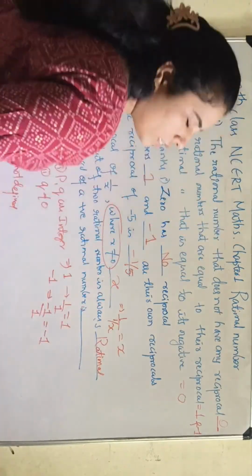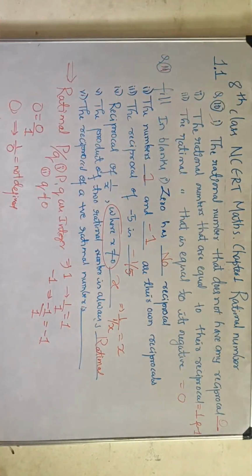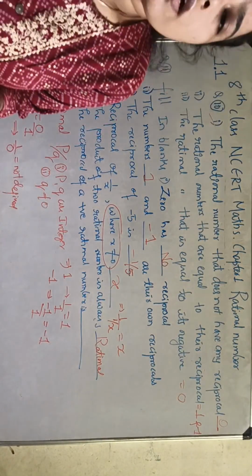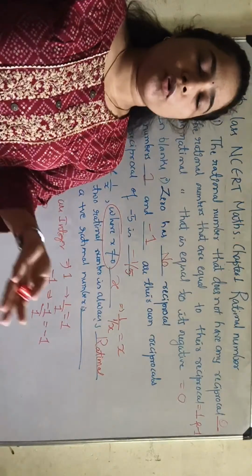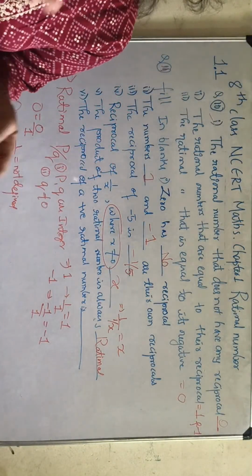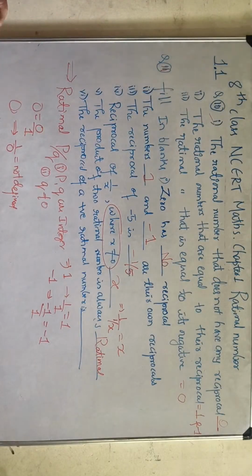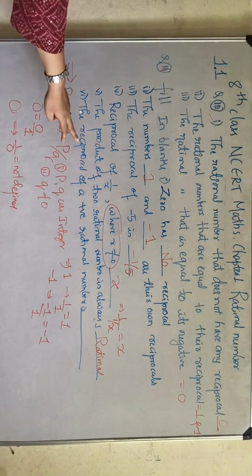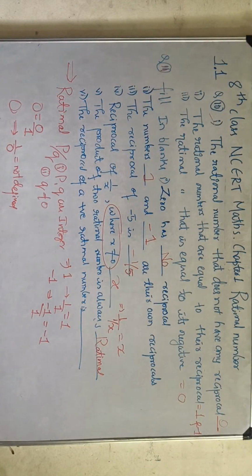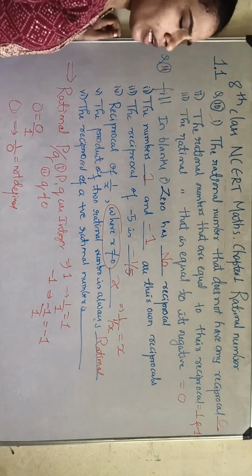You can take 2 and 3 as the two rational numbers. All the integers are rational numbers, and 2 and 3 are also rational numbers. If you multiply, the product means the multiplication. 2 into 3 is what? 6. 6 is again a rational number. And the last question, the reciprocal of a positive rational number is what? The reciprocal of a positive rational number is again positive.